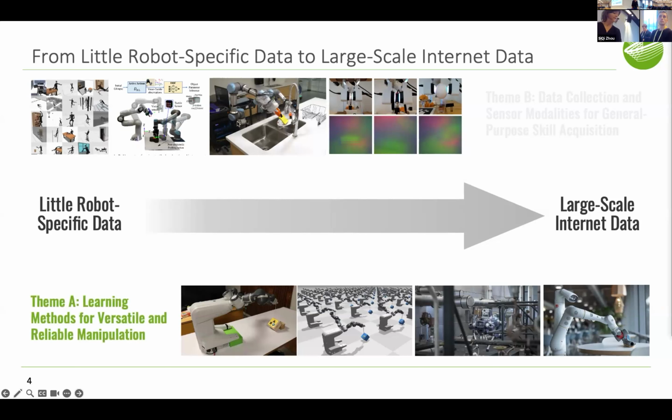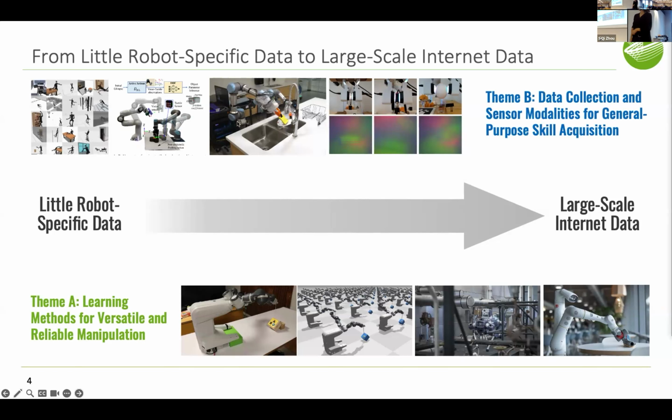And so here in this workshop, we have two themes. One is what algorithms can we use and develop, and what is the state of the art for versatile and reliable manipulation algorithms? And the second theme is how do we collect data and what type of sensor modalities to use for general-purpose skill acquisition. So one theme is around algorithms, one is about data in the broadest sense.